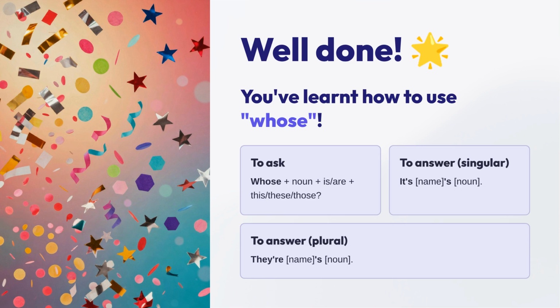Well done, everyone. You've learned how to use whose. To ask about an item, say, whose pencil is this? Or whose books are those? To answer for a singular item, say, it's Tom's pencil. To answer for plural items, say, they're Tom's books.